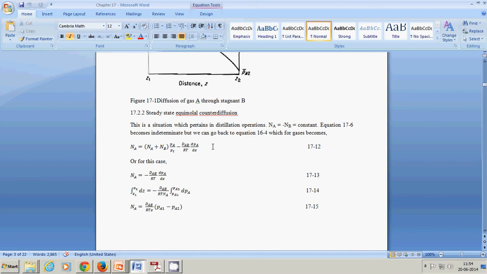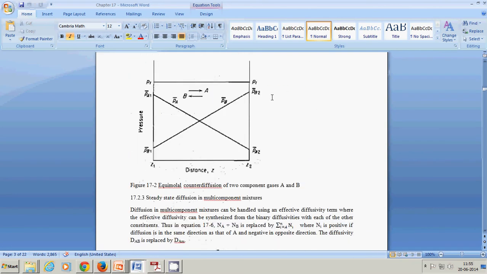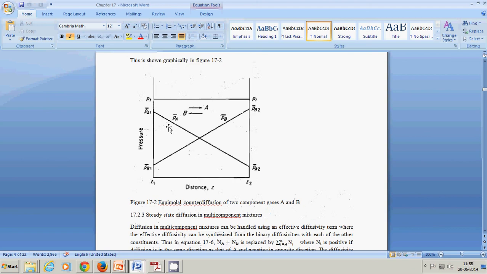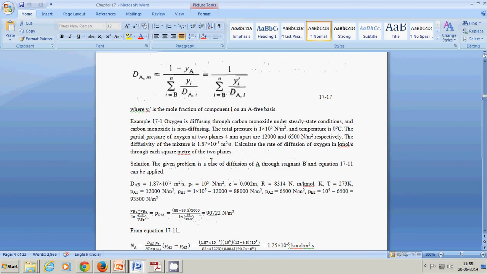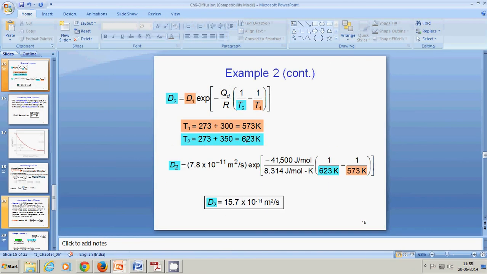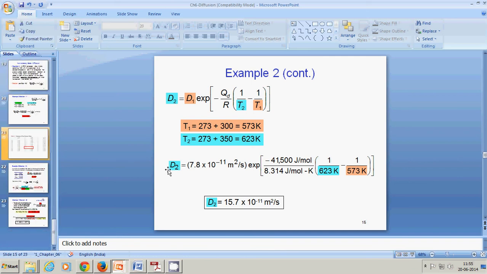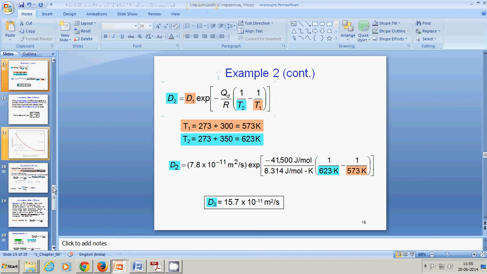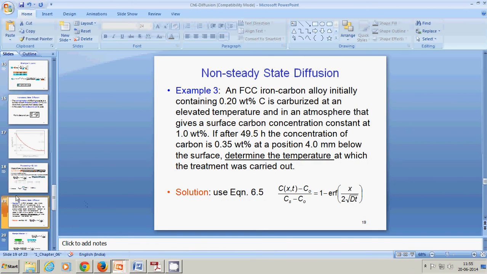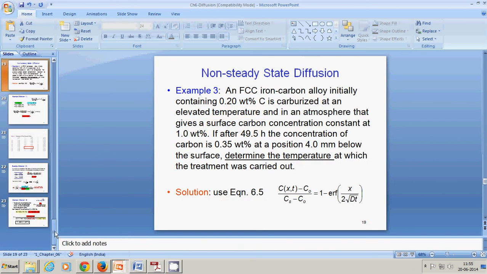And when there is steady state equimolal counter diffusion, the situation which occurs in distillation operation, both the gases are diffusing but in opposite directions, and the pressure versus distance profile generated will be like this. So this is the basic principle of diffusion, which has a wide range of industrial applications, and the governing equation is Fick's first law of steady state diffusion. Thank you.